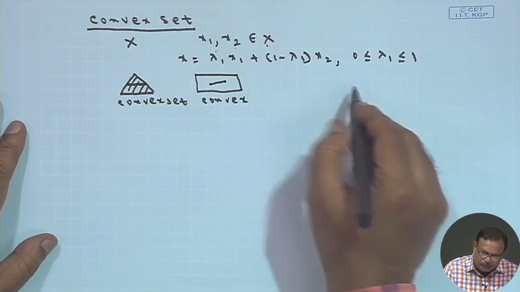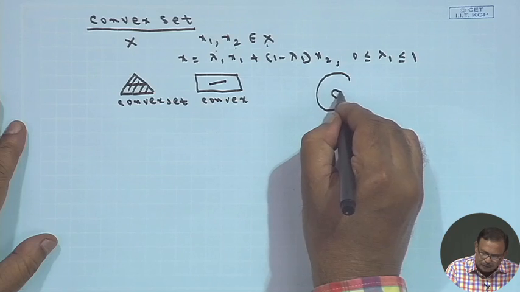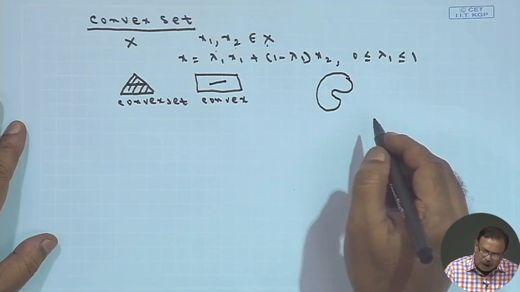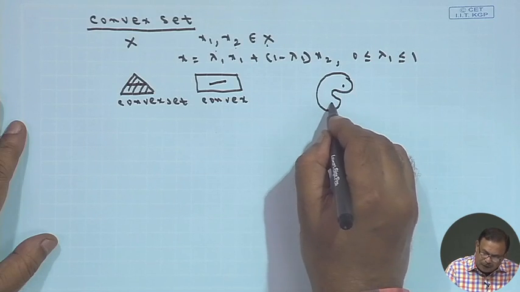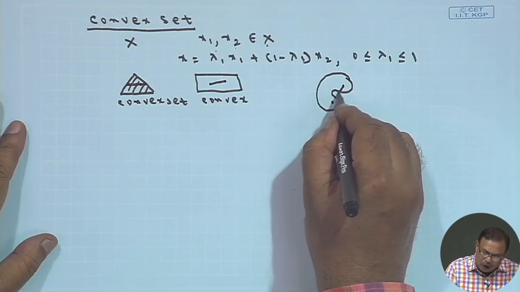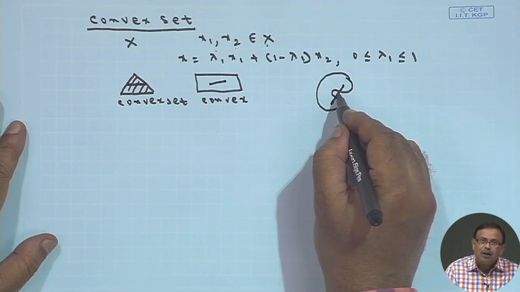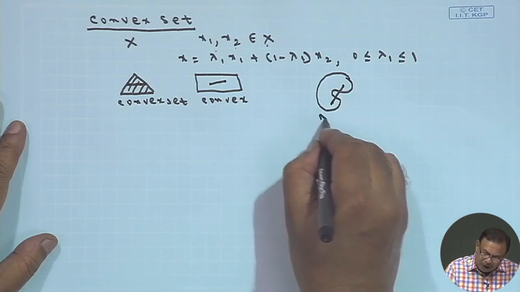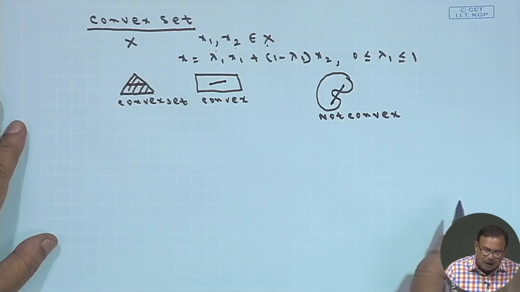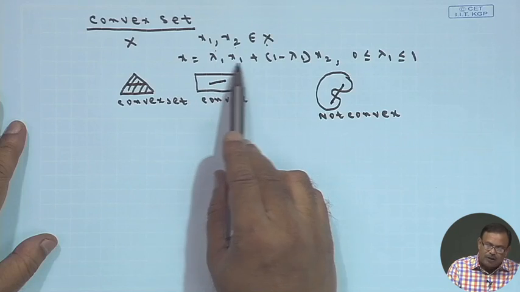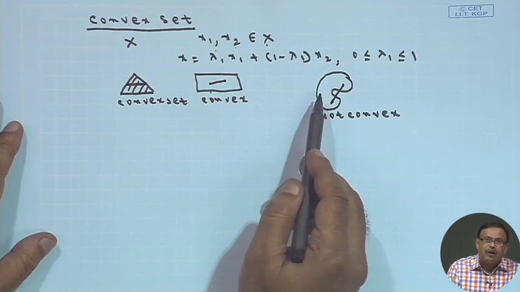But if I take something like this, suppose I am taking this set, if I take a point here, if I take a point here, if I join, you will see that some of the points are not in the set itself. So, this one is not a convex set. I hope it is clear that the mathematical definition is this one, and geometrically I will tell like this.